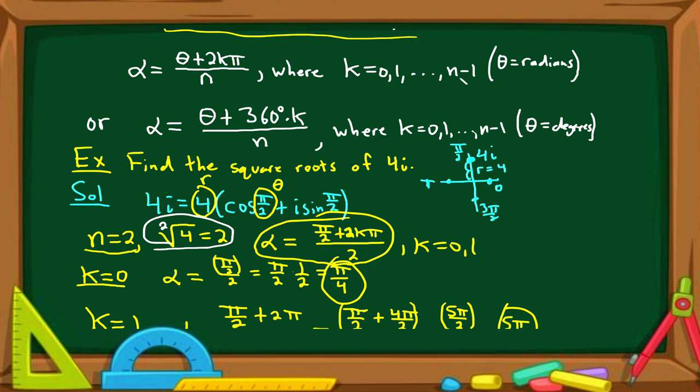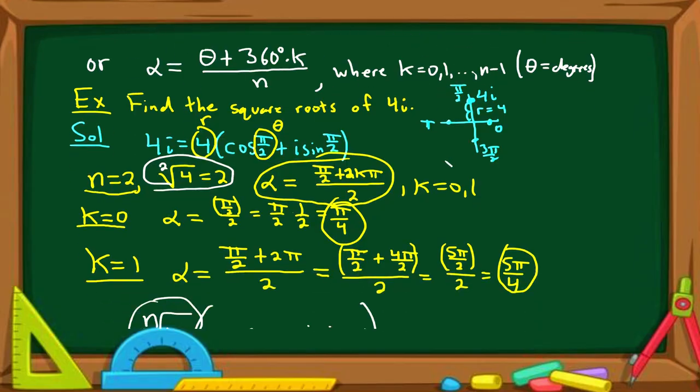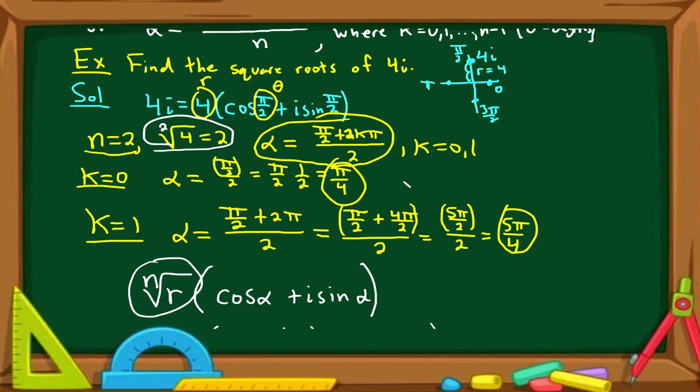If n was 4, we would do 0, 1, 2, 3, etc. So you go up to n minus 1. So if n is 6, you have to plug in 0, 1, 2, 3, 4, 5. And if it's 10, which hopefully never happens, you plug in the numbers 0 through 9 and you get 10 different 10th roots.